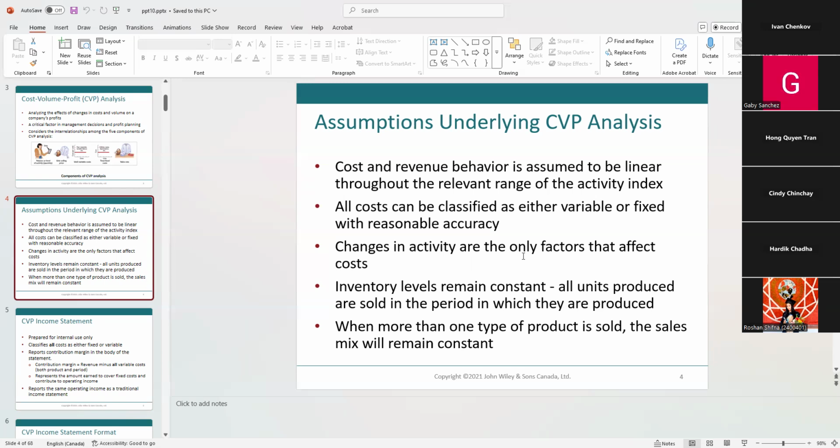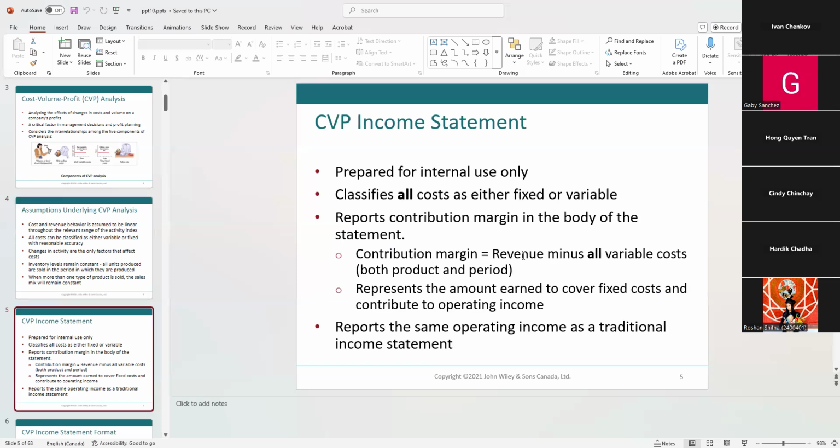And only the changes in activity, that means the number of units that we're selling, is the factor that affects the cost. The other thing is that inventory level doesn't change, meaning whatever we produce, we're selling. And if you have more than one product, the product mix doesn't change. This cost volume profit analysis is done only for internal purposes. It is not done for outsiders. You're not showing your cost volume profit analysis to people outside of the company.